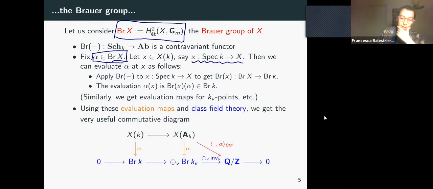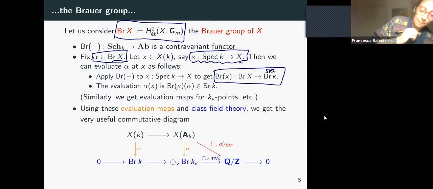Of course, this is a contravariant functor, so if you apply the Brauer functor to this morphism, you will get a morphism like this, which goes from Br X to Br of Spec k. This is a shorthand, it should really say Spec of k. And of course, we were starting with some element alpha here. The evaluation of alpha at this point x will just be the image of alpha under this map here. It's defined to be the evaluation of alpha at x, the image of alpha under this map.